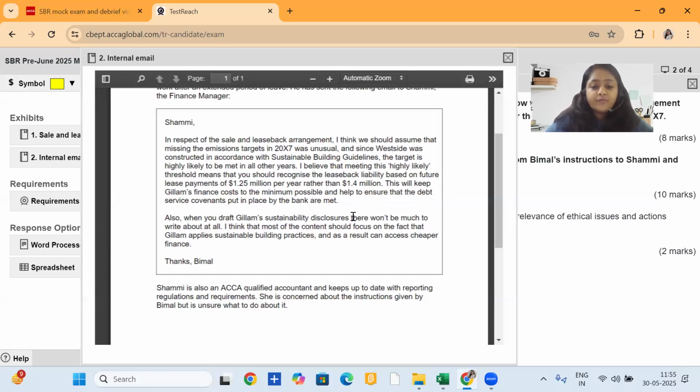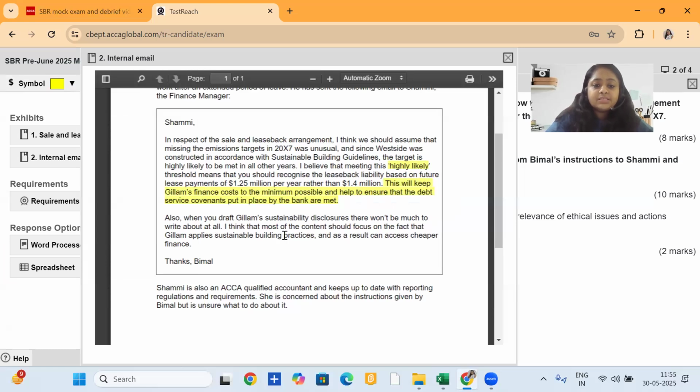Also, when you draft, so when I'm discussing this question, I want this 'highly likely' to be highlighted, okay? And then I would highlight this line because this is a very important line that they have put up.